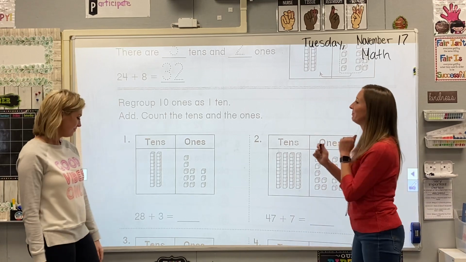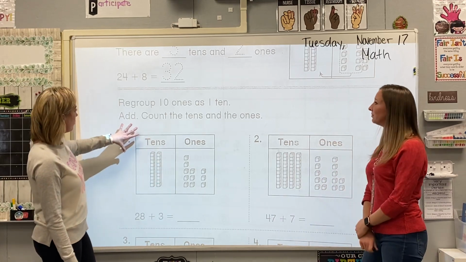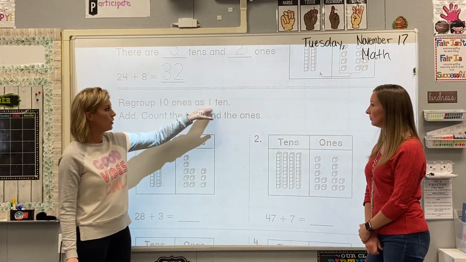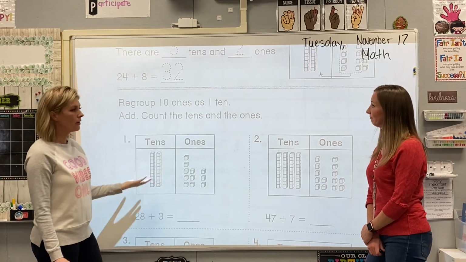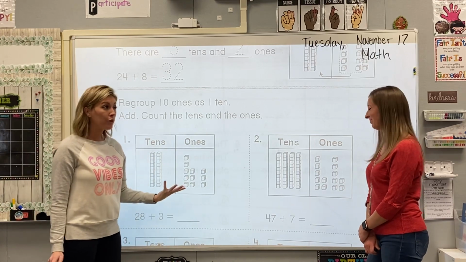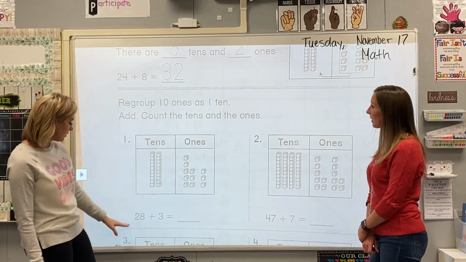It's my favorite part. So if we look at what we have going on here, we're going to regroup 10 ones as one group of 10, one tens rod. So we already know we have to do that. It's always good practice though to make sure you count all your ones just to be sure. So let's look at the problem here.